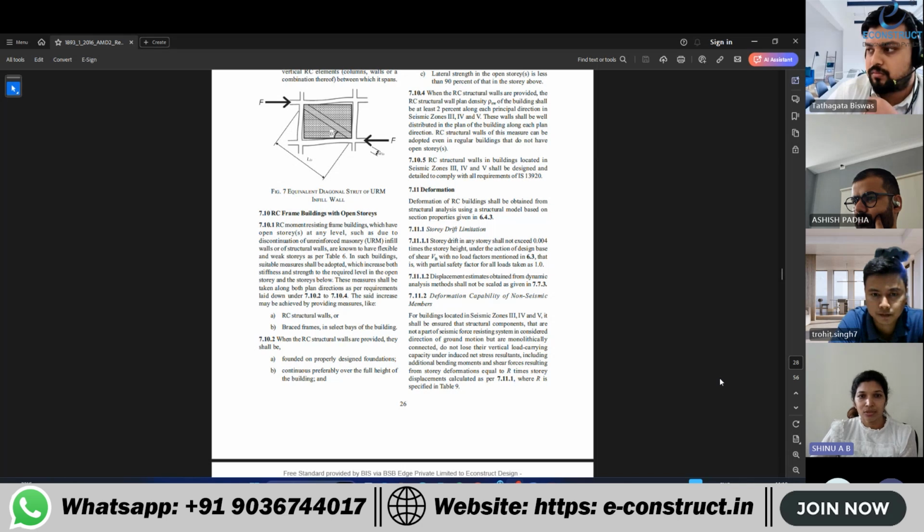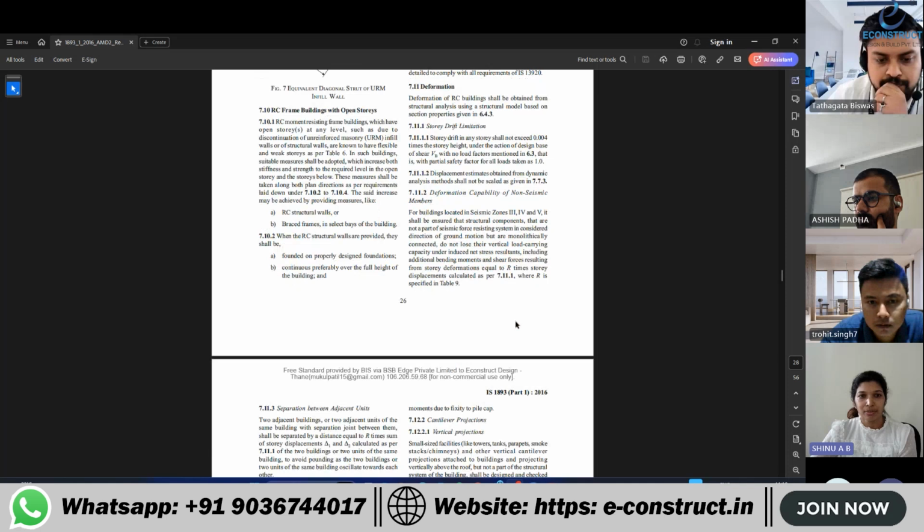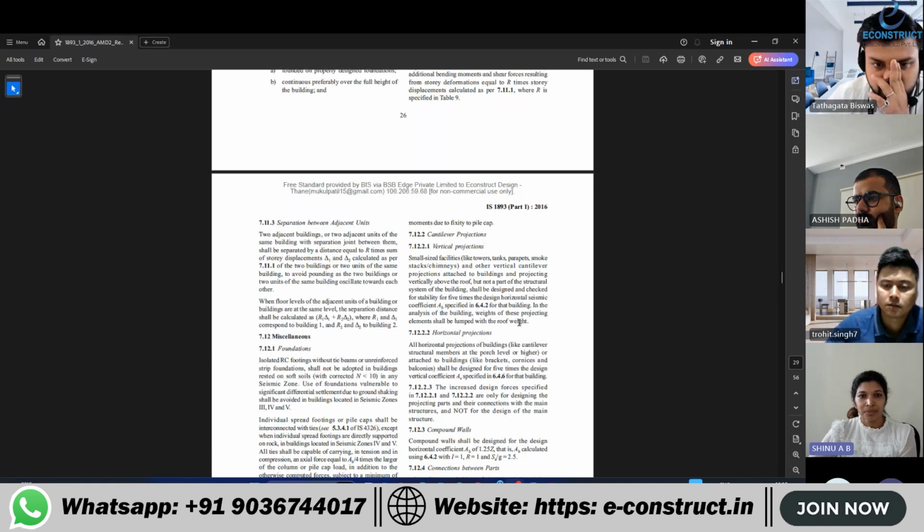Separation between adjacent units. Two adjacent buildings or two adjacent units of the same building with a separation joint between them shall be separated by a distance equal to R times the sum of story displacements delta 1 and delta 2 calculated as per 7.11.1 of the two buildings or two units of the same building, to avoid pounding as the two buildings or two units of the same building oscillate towards each other.